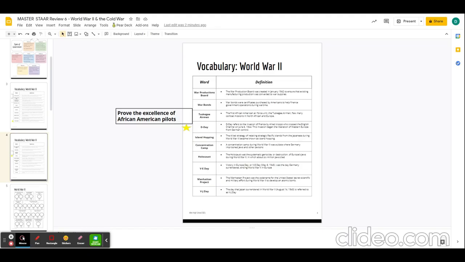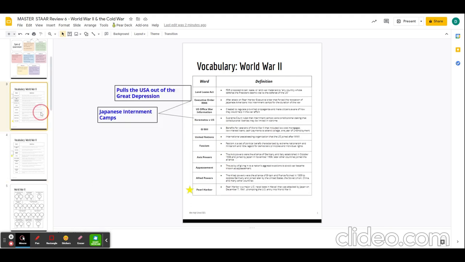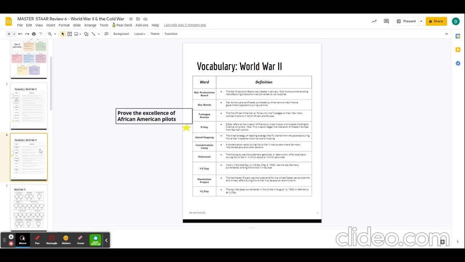Island hopping was the campaign in the Pacific. The concentration camps and the Holocaust, I know are familiar terms to you. VE Day, VJ Day, the end of the war, and of course the Manhattan Project was that top secret project within the United States to develop the atomic bomb during the war. So again, be familiar with the terms and the people on these two pages. If you're not, again, I highly recommend Quizlet as a little study source for you to make some flashcards.